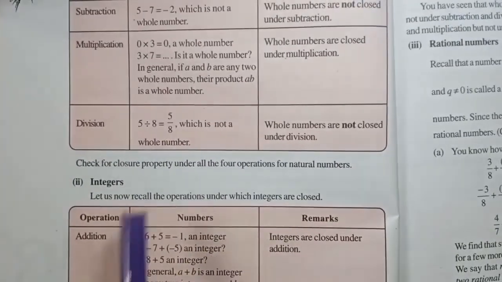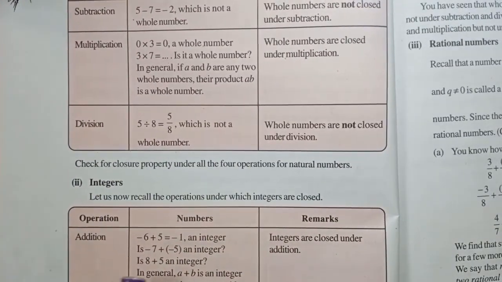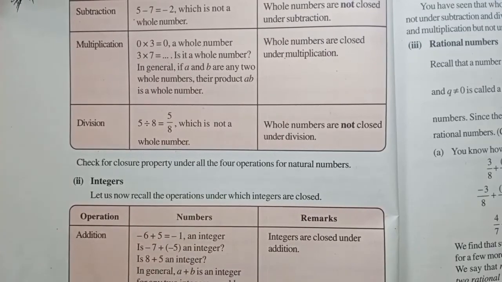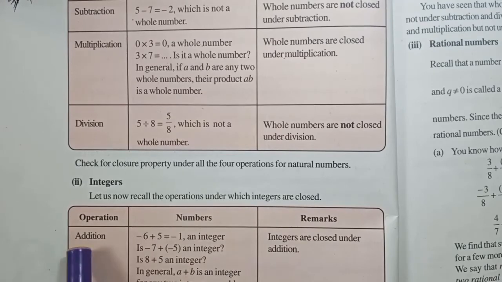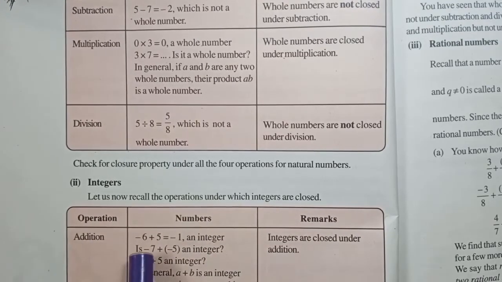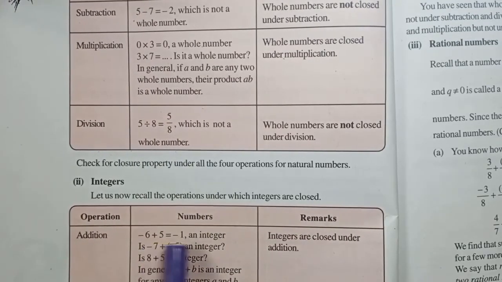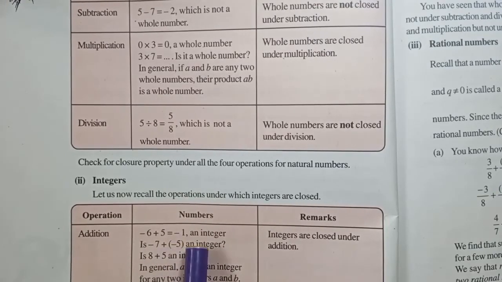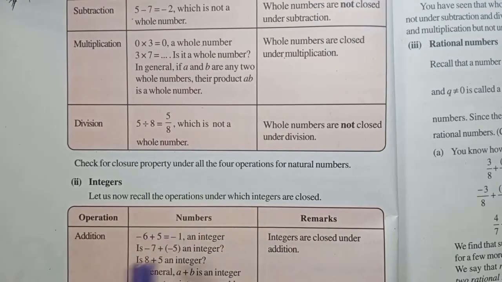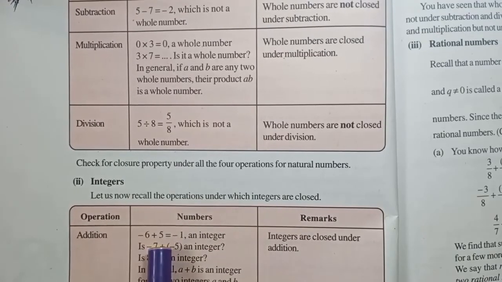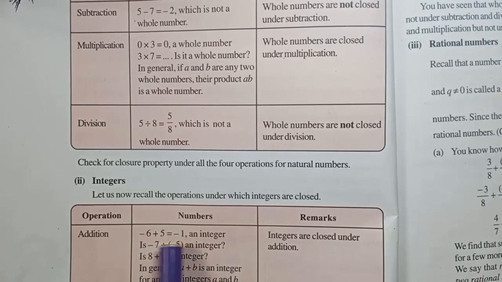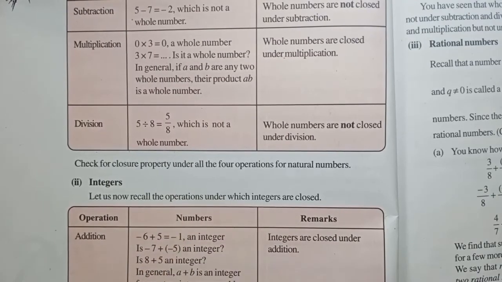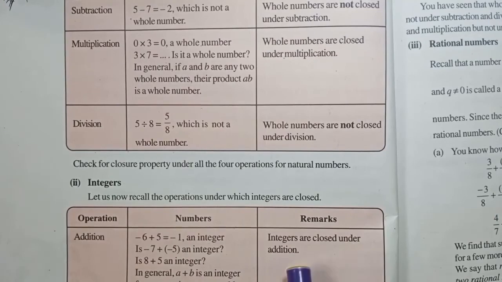Coming to the integers. For integers also I want to check how good this closure property is. If we take integers, when we take the operator as addition, see, they have taken minus 6 plus 5 which gives us minus 1. Minus 1 is again an integer. Minus 6 is an integer, 5 is an integer, and the result we got here is also an integer. So what can we say? Integers are closed under addition.